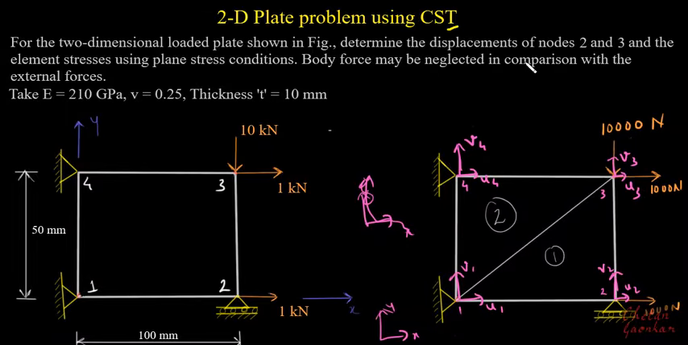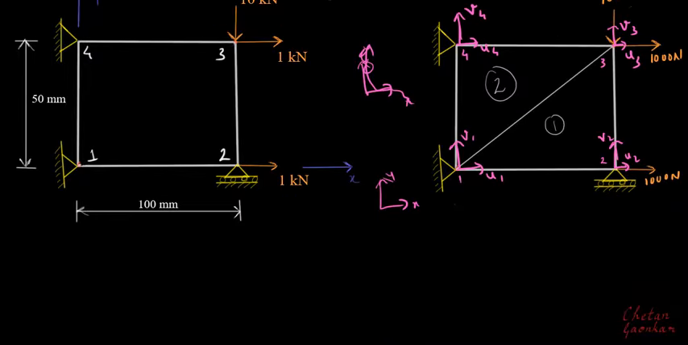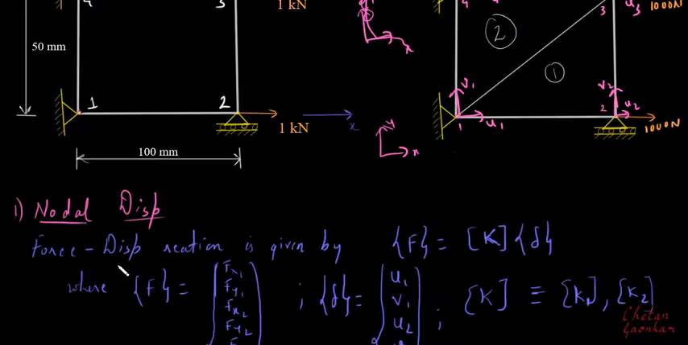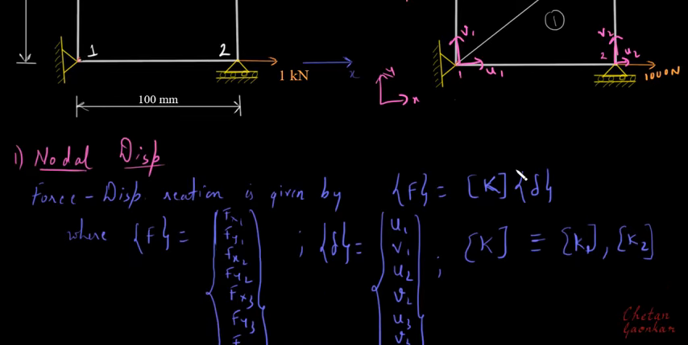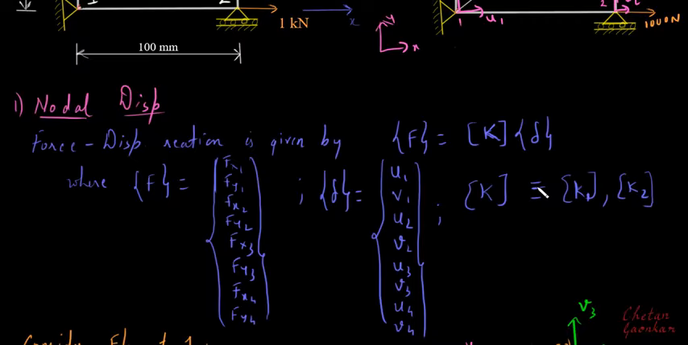So first we'll find the nodal displacement at node 2 and 3. To do that, we know that this is our force displacement equation. This is in terms of the global coordinate. Now the force terms will be given as fx1, fy1, fx2, fy2, fx3, fy3, fx4, fy4.